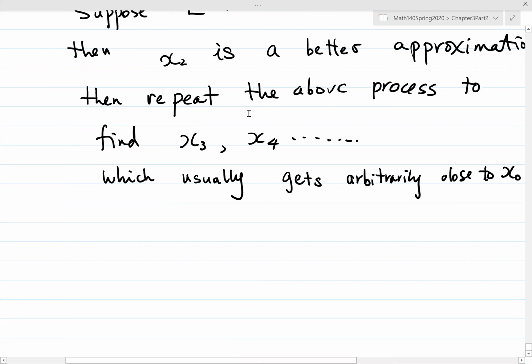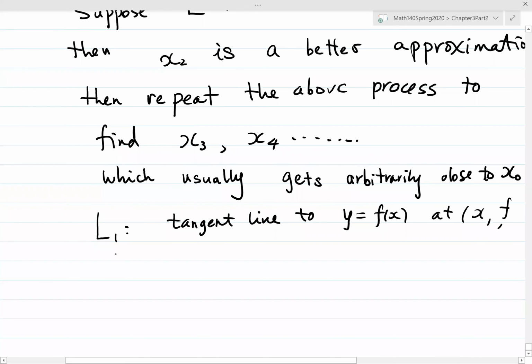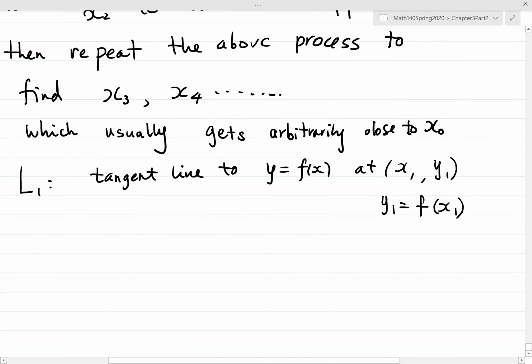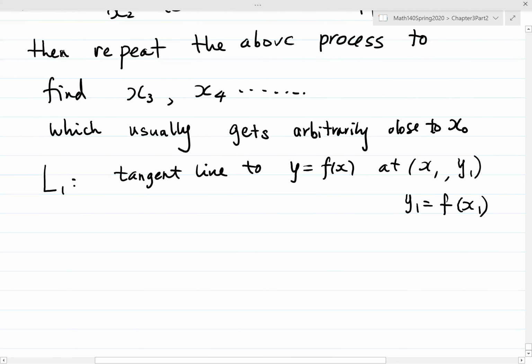Now from x0, x1, we write down the tangent line equation L1, the tangent line equation at P1. So, the tangent line to y equals f(x) at x1. The y1 is f function value at x1. So we can find the equation of L1.